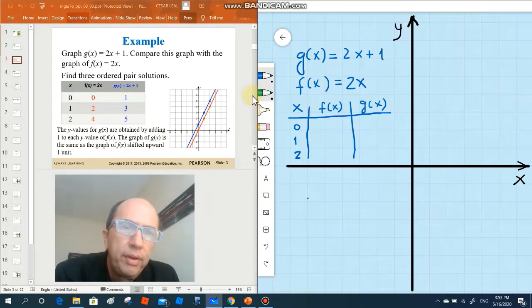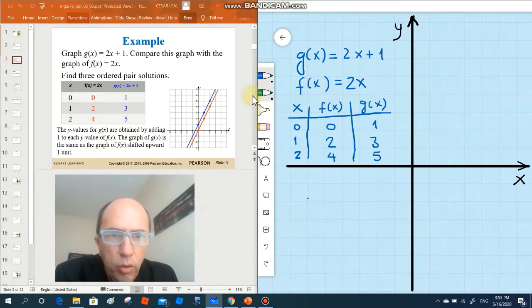So if x equals 0, f(x) equals 2 times 0, which is 0. And g(x) is 2 times 0, 0, plus 1, which is 1. If x equals 1, f(x) equals 2 times 1, 2, and g(x) is 2 times 1 plus 1, 3. And when x equals 2, f(x) equals 2 times 2, 4, and g(x) is 2 times 2, 4, plus 1, 5.